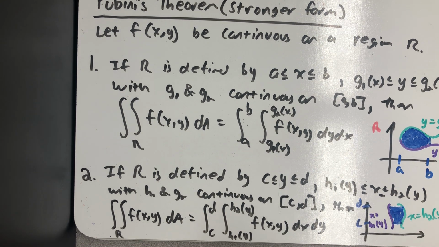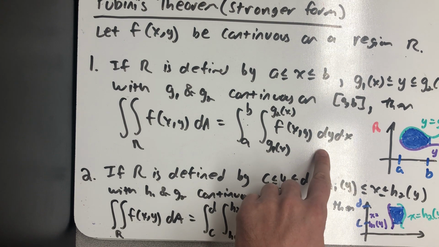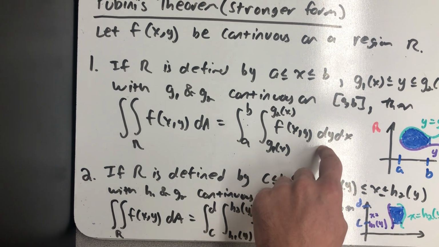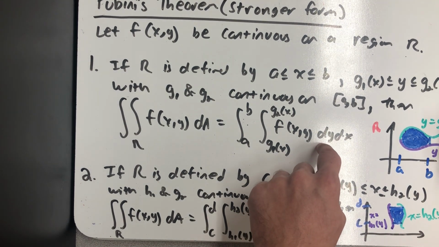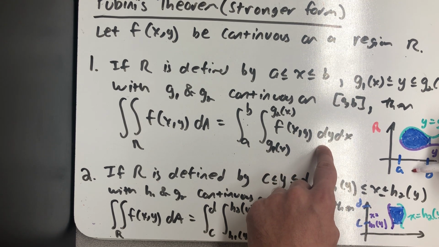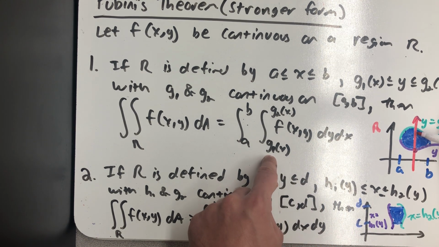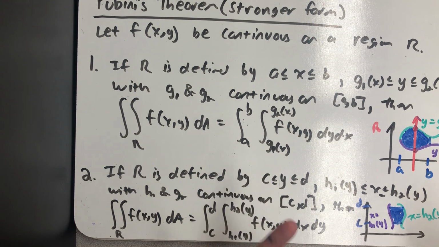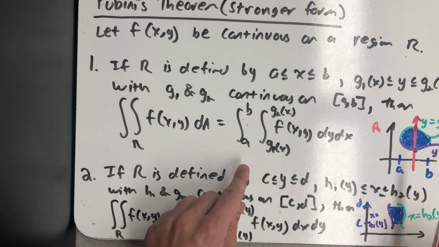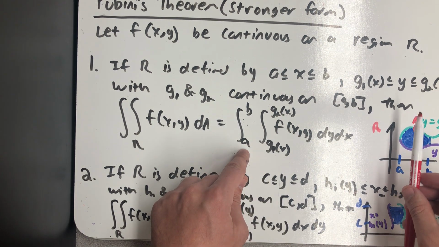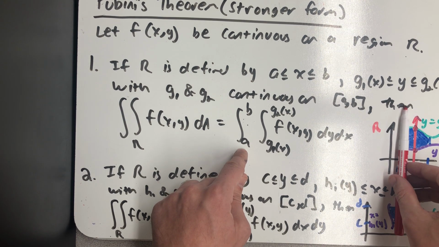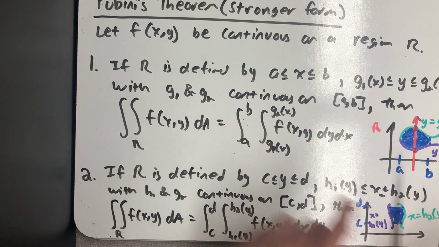What we do is we send a ray through the region parallel to the axis of first integration. So the direction of integration to start would be y. I'd imagine sending a ray through in increasing order of y. First I would hit g1, I'd go through the region and I'd exit g2. That gives me those bounds. And then the bounds for x are the bounds that would contain every possible ray that would go through the region in that order.